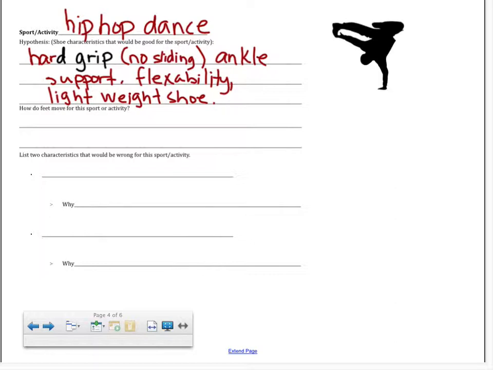We're going to take a look at a video for hip-hop dancing, and you will write down how feet are moving. So quickly look up so that you will see the dancing.